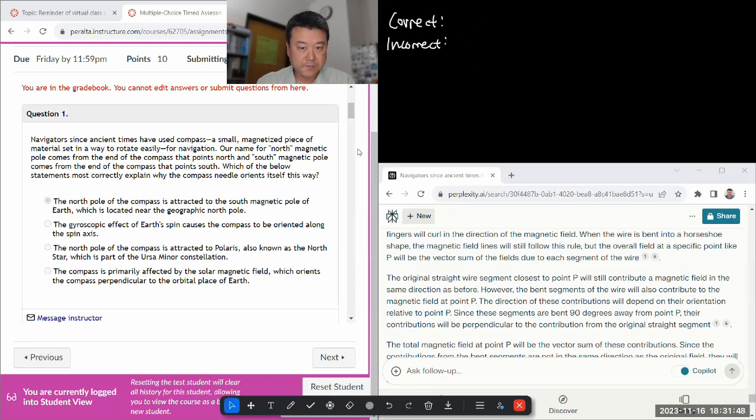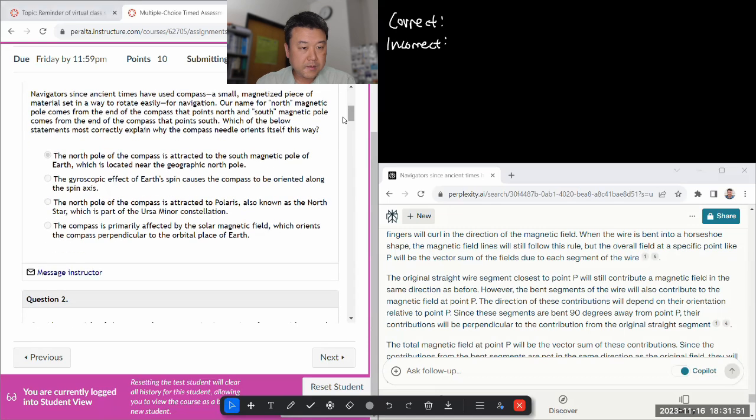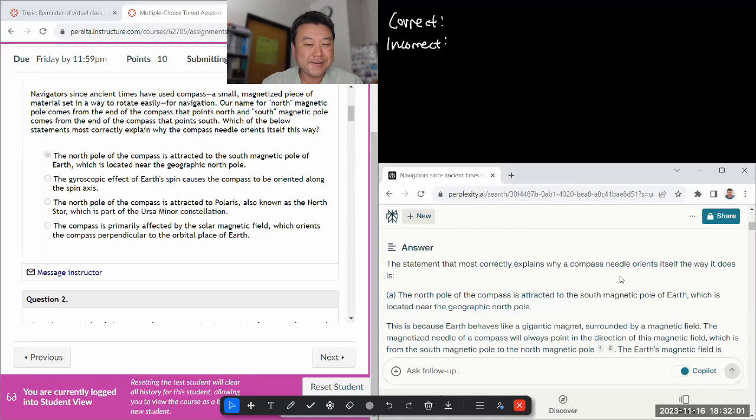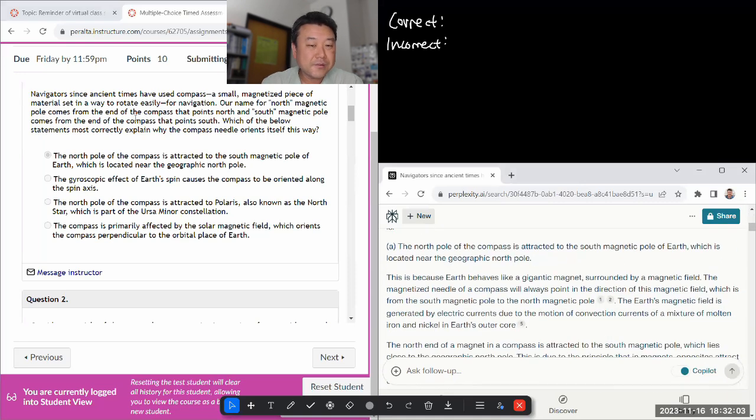So starting from top. Navigator, okay, I'm gonna always start by looking at the choice that ChatGPT picked, and then if that's correct, then, you know, move on from there. So, okay, North, South Pole, which explains, okay, North Pole is attracted to the South Magnetic Pole of Earth, which is North, yeah, I think that's correct enough, so got that one correct.